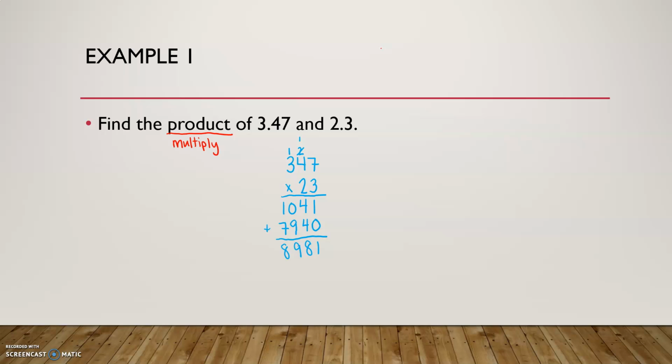So to determine where the decimal place goes, I'm going to look back at the original numbers and count how many digits are there total after the decimals. So we've got 1 number after the decimal, 2 numbers after, and then 3 numbers after. So that means I'm going to start from the right and move my decimal 3 places. 1, 2, 3. So my final answer would be 8.981. And that's what we do there.